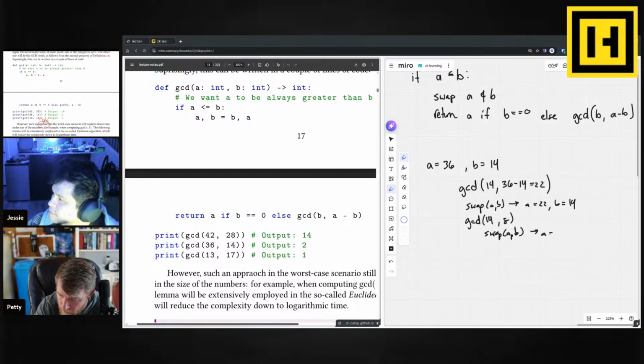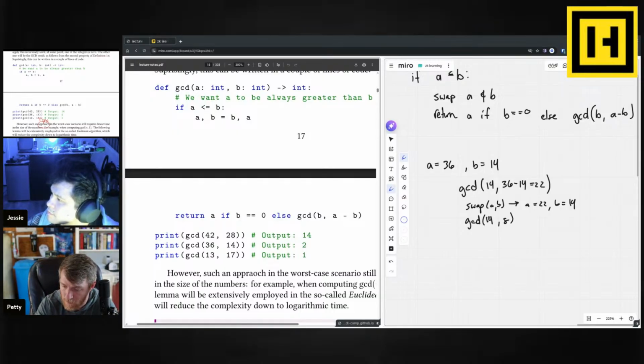A is equal to 8. B is equal to 14. No? That's not right. Don't need a swap. You don't need to swap, yeah. That's going to give us, so B is not equal to 0.